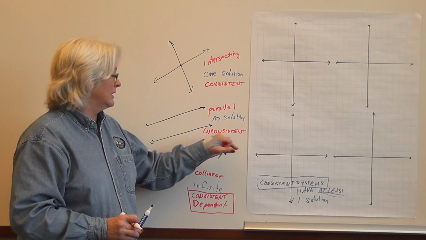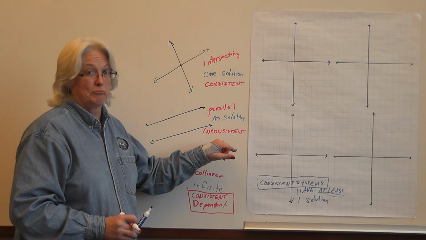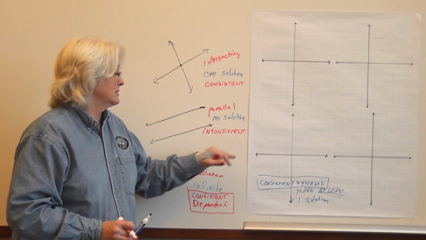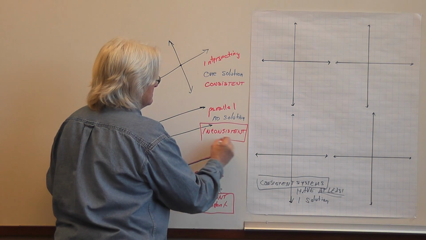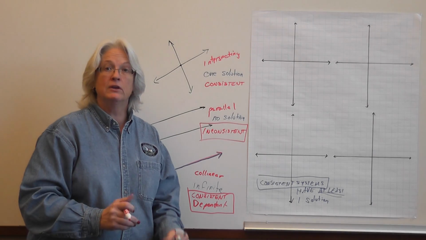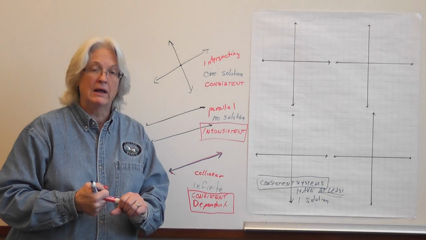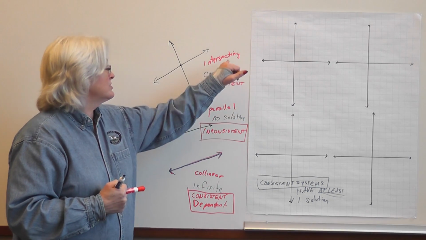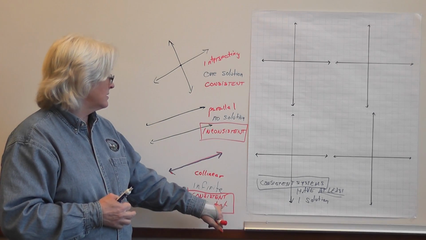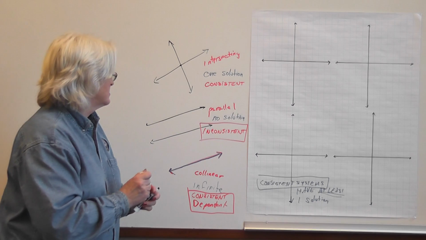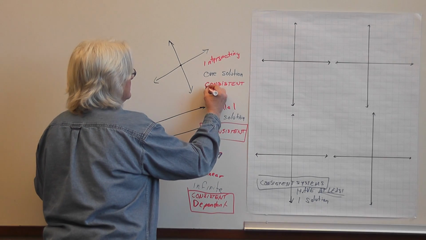What about parallel? They're not dependent, they don't have any solution. So parallel lines are simply inconsistent, and they have no solution. Now, finally, we have intersecting lines. They have one solution. They are consistent. They are not dependent, so they are independent.